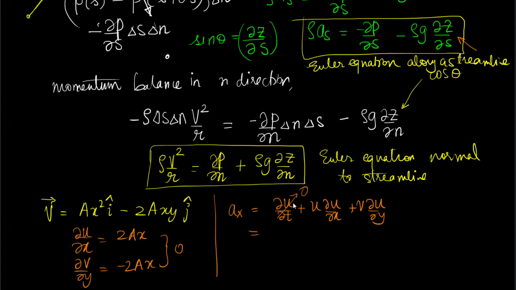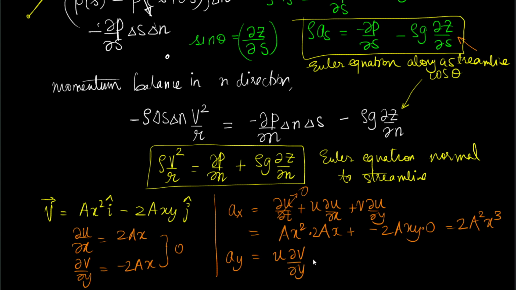This term is 0. So u is ax square, del u del x is 2ax, v is minus 2axy, del u del y is equal to 0. So this becomes 2a square x cube. Ay becomes u del v del x plus v del v del y. So this becomes ax square.